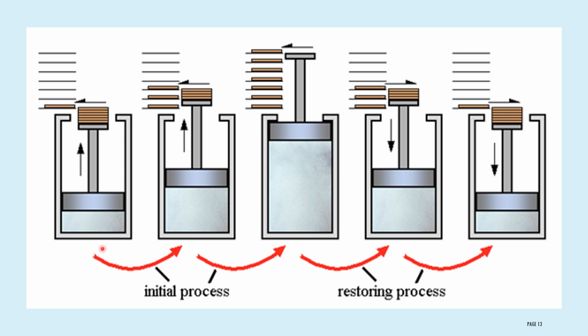Here you can observe this is the initial process, from this one to this one. This is the initial state, then this is the final state, the maximum expansion of the gas. Then this is the restoring process. After the restoring process, the gas comes back to its original state. This type of process we call a reversible process. You can observe a maximum expansion of the gas, that is the final state, and again a maximum compression of the gas. Then you get back to the original state, which is nothing but a reversible process.